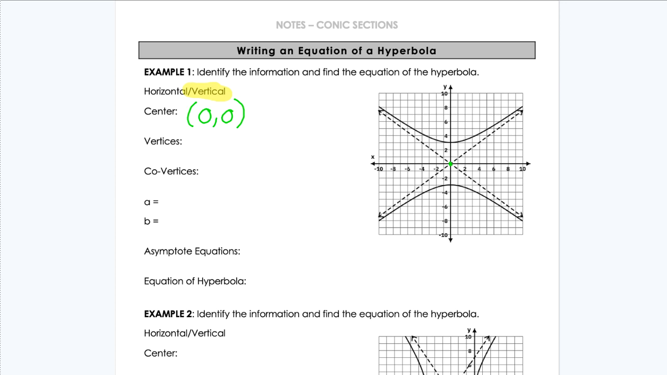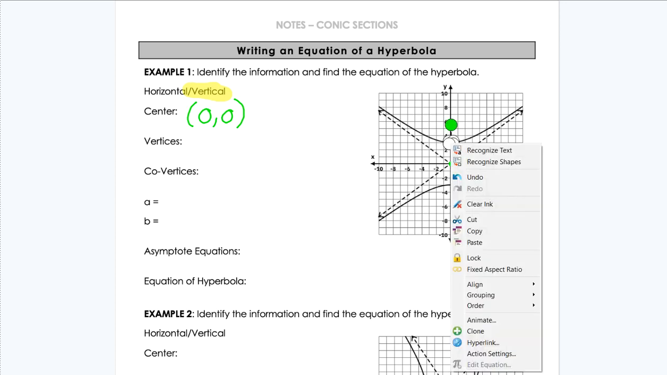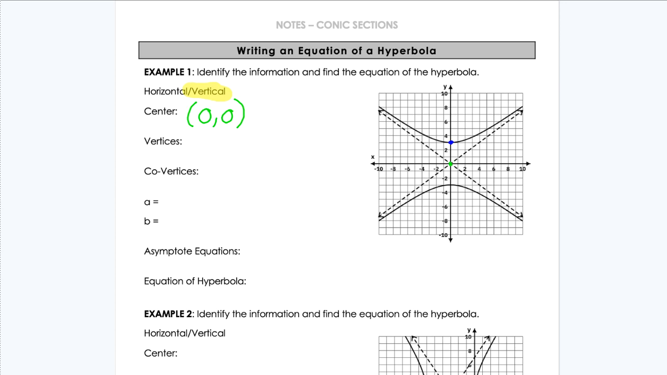My vertices, remember that's this point on our hyperbola curve. There's one up above and one down below. Just using those coordinates, I can see that it's at 0, 3 and 0, -3. So those are my vertices, and I'm going to use those to help me. What I need to do next is construct that rectangle that helps me figure out those asymptotes, which are already drawn on here for me.